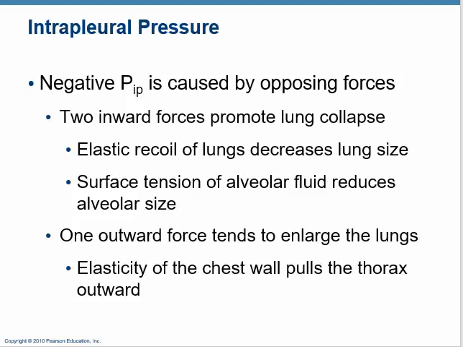So this inward recoil of the lungs and the visceral pleura make that pleural space bigger, and when the space gets bigger, the pressure in that space goes down. There's also an elasticity to the chest wall, and the chest wall pulls the thorax outward, which is also making that pleural space bigger. And so those forces together tend to make the intrapleural pressure negative.